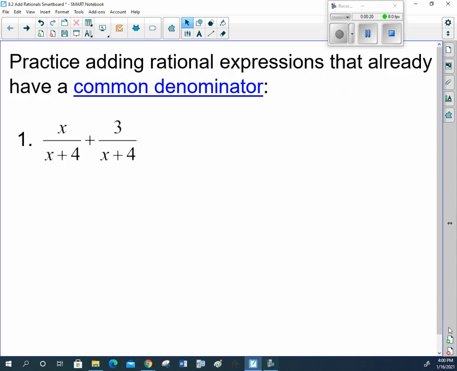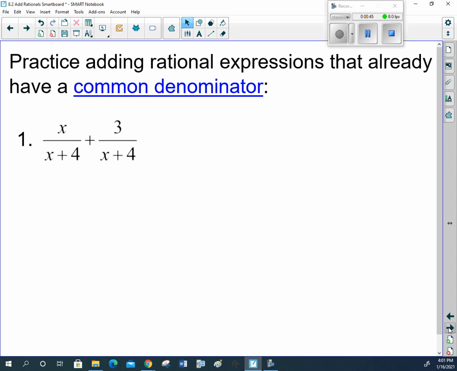So the first ones are pretty easy. When we add our rational expressions, we have to have a common denominator. The only difference between our bell works and what we're doing now is that our fractions are going to have a lot more variables in the denominator. The bell work, we kept mostly to numbers, trying to get the lowest common denominator, but now we're going to have variables that we're going to have to keep track of.